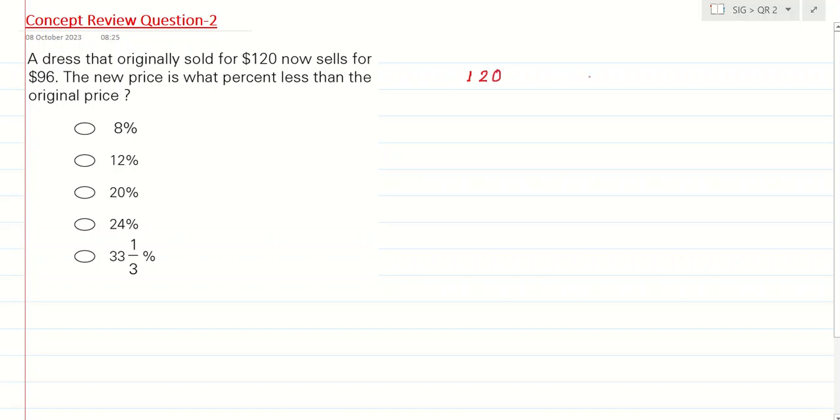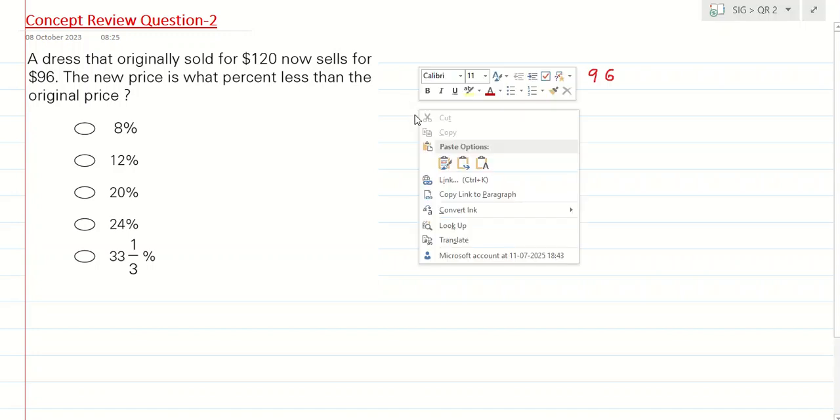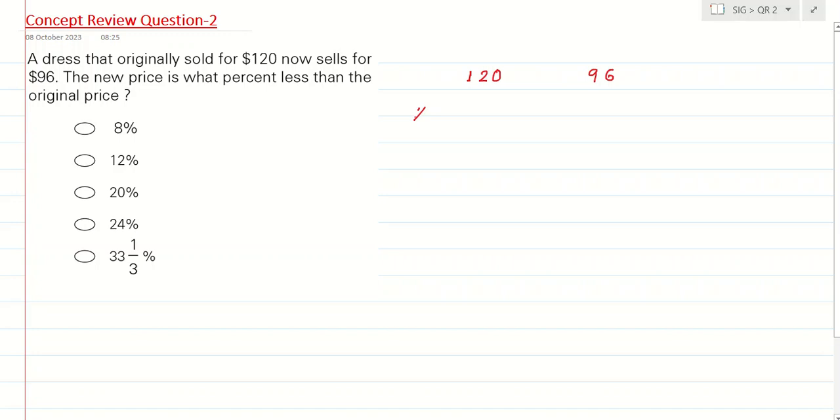And what is the new price? $96. The question is, the new price is what percent less than the original price, which means the question is to find out the percentage decrement. Correct? Look at the question. The question is what percent less than the original price, which means the new price is lesser than the original price by what percent? Which means percentage change in terms of decrement.